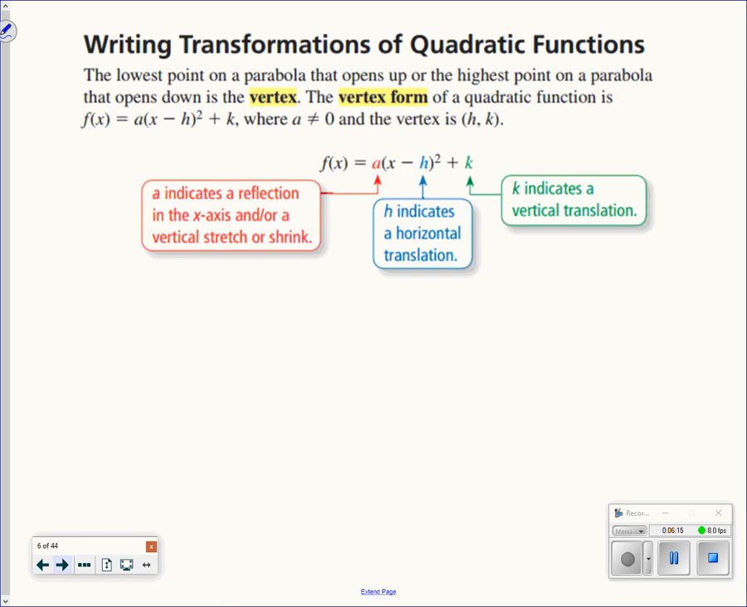Writing transformations of a quadratic function. So again, each one of those means something. I want to make sure that the lowest point of the parabola is known as the vertex, and this is known as vertex form. So the h and the k are where the vertex would be located. A, depending on whatever the number is, is a vertical stretch or vertical shrink, and if it's negative, it's a reflection on the x-axis. So you're going to want to understand this page.